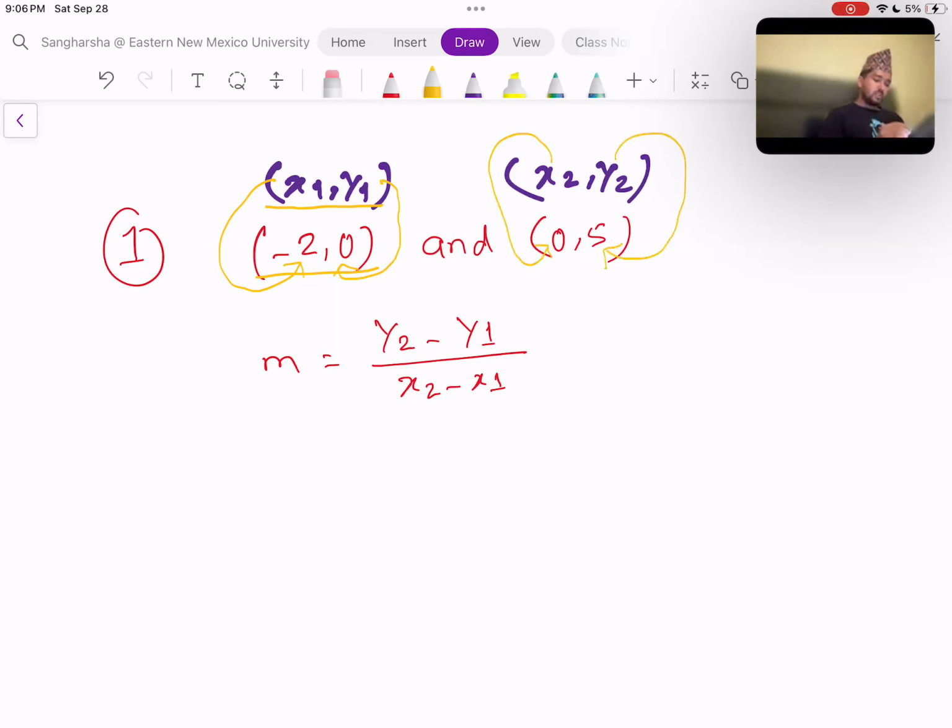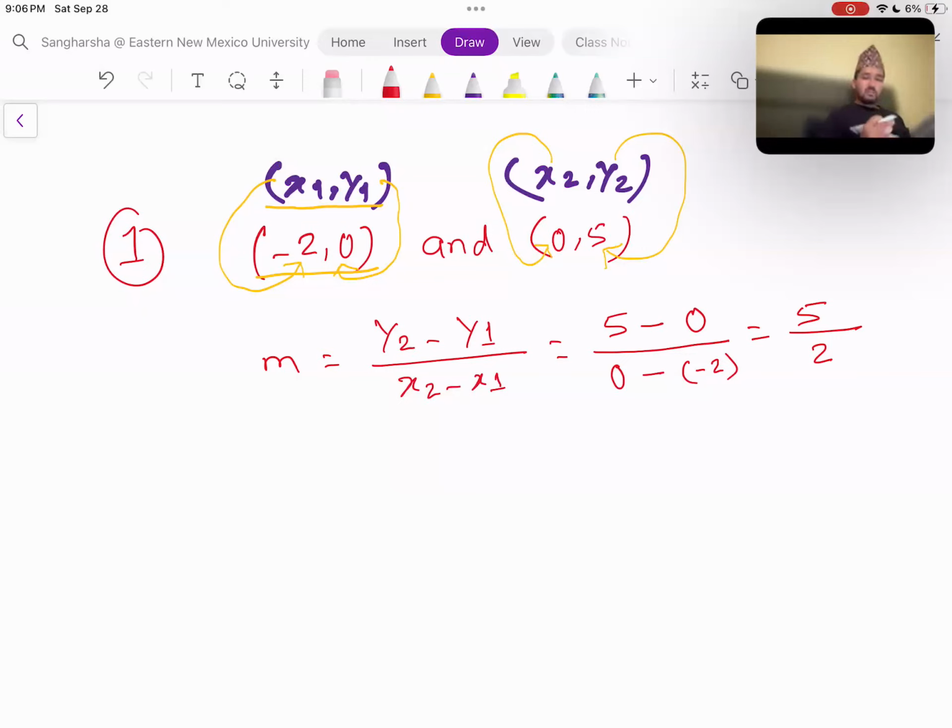Now we substitute these numbers in our formula. So our y2 is 5 minus our y1 is 0, divided by our x2 is 0 minus our x1 is -2, and make sure you have this in parentheses. If you have negative terms, make sure you have them inside the parentheses. So this is 5 minus 0 is 5, divided by 0 minus times -2, that is +2. So 5/2 is the slope here. If you want it in decimal, you can have that, or you can leave this as a fraction.